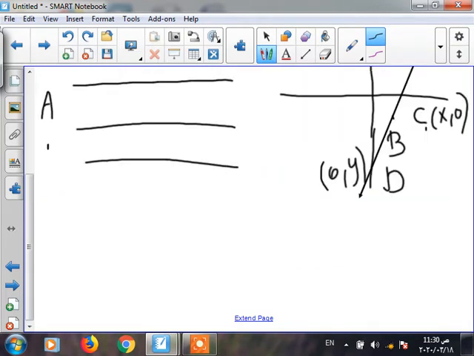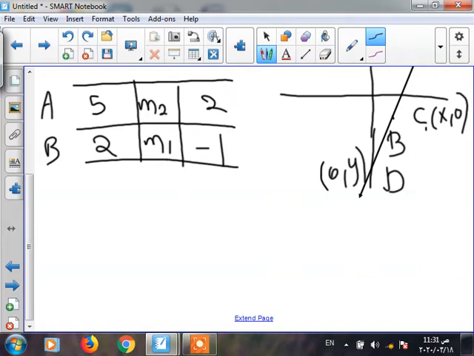Here is A and here is B. A equals 5 and 2, and B equals 2 and -1. Can you see? We need M2 and M1. We want to get the ratio. What about the point C?